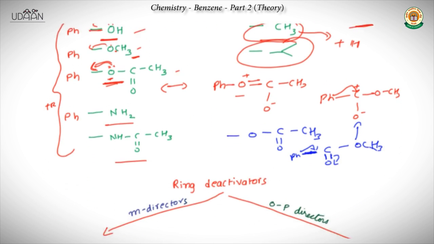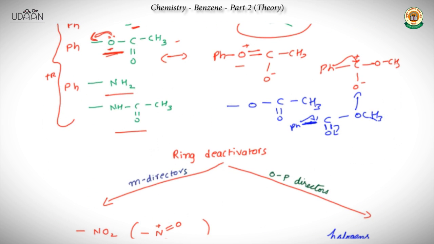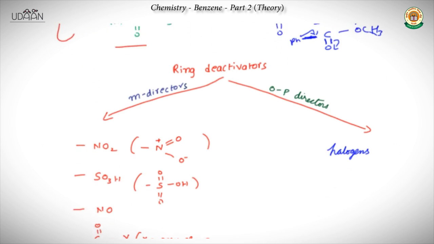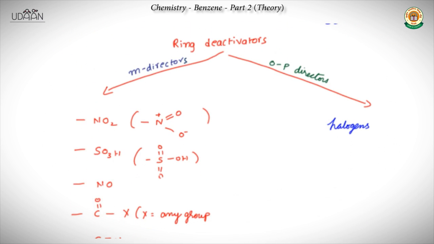So let's have a look at what other groups are ring deactivators. Now we have told that all ring activators are ortho-para directors, but ring deactivators can be ortho-para directors or can be meta-directors. Now let's first see the examples for them and let's try to investigate the reason for that.